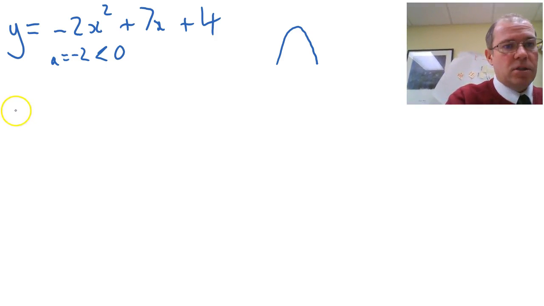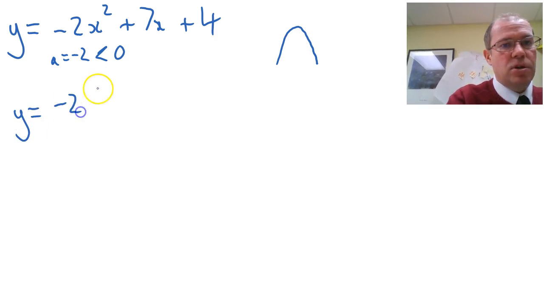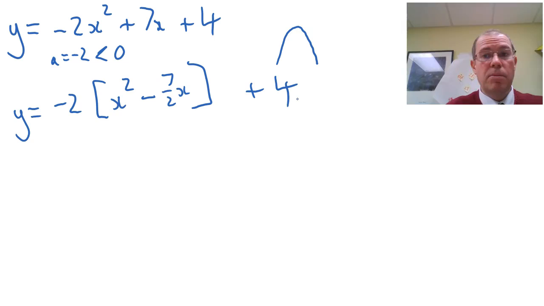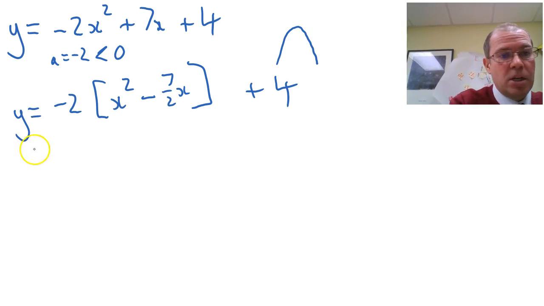So here we go. I'm going to take out the negative 2 to make it easy. So I'll get an x squared minus 7 over 2x, and I'll just leave the plus 4 tacked on at the end, and we'll worry about that at the end. Now I just have to complete the square on x squared minus 7x over 2.